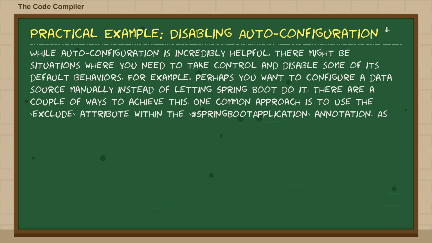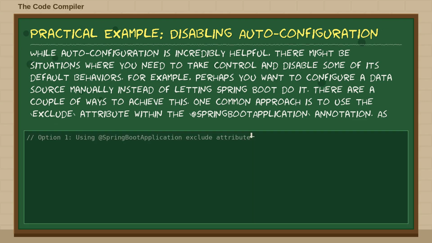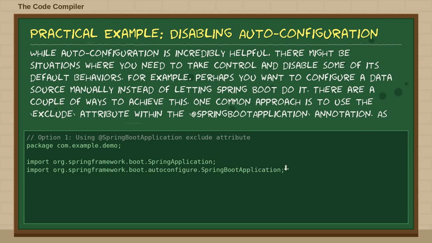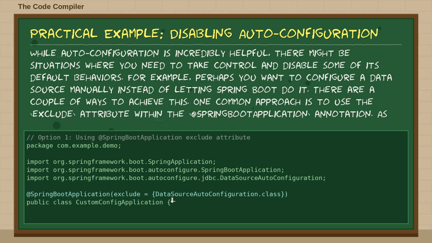Another flexible method is to use your application.properties or application.yaml file. By setting spring.autoconfigure.exclude and providing the fully qualified class name of the auto configuration you wish to disable, you can precisely control which configurations are applied. This gives you the power to override Spring Boot's defaults when necessary, maintaining flexibility.